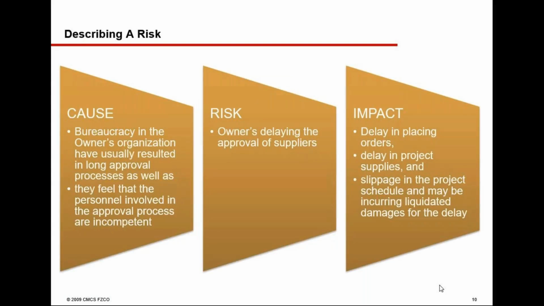We all know that risk is an uncertainty or an event or a condition which impacts one or more of the project objectives. The causes can be bureaucracy or scope change, whatever it is. The impact will be on one or more of the project objectives, like procurement management, and the project schedule may be slipping, time management. Those are your impacts.